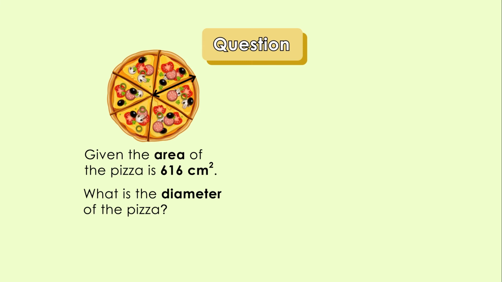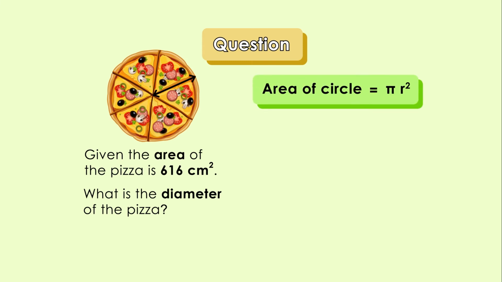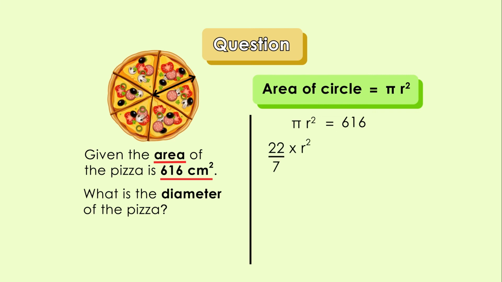Recall the formula for the area of a circle, which is pi r squared. It is given that the area of the pizza is 616 square centimeters. Therefore, pi r squared is equal to 616. You will get pi, which is 22 over 7, multiplied by r squared equals 616.